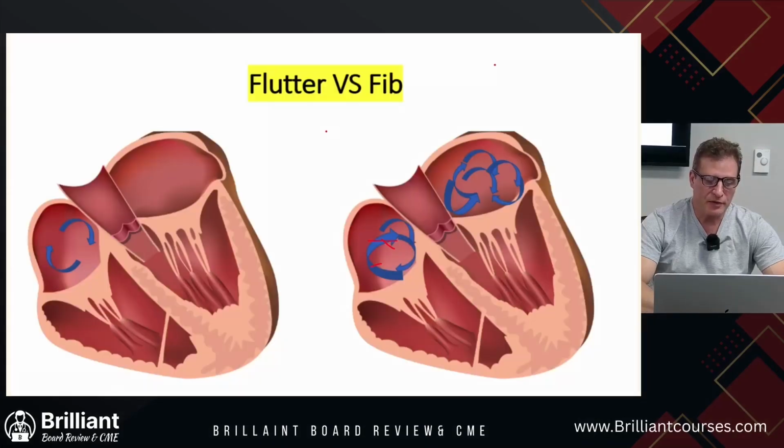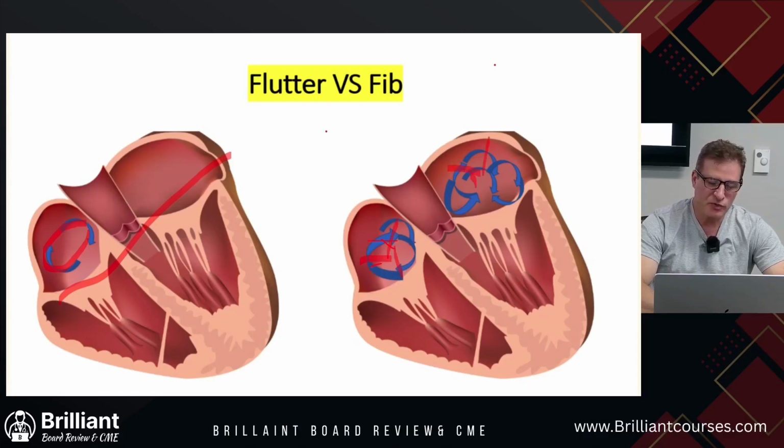Now when we look at flutter, let's get that drone pan up, okay? Right here, this is mainly going to be supraventricular, that means above the ventricle, right here, above the ventricle. And usually it can be in the right atrium, above the tricuspid valve, in the right atrium. Versus fibrillation, which just kind of comes from everywhere. Look at this, all over.